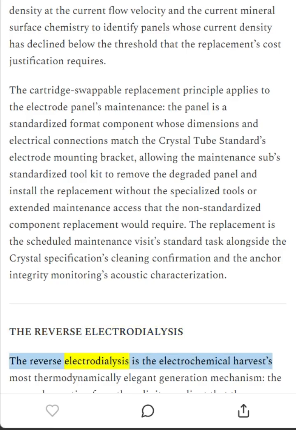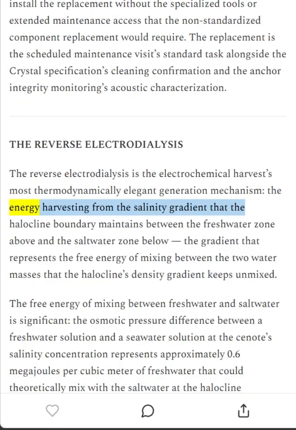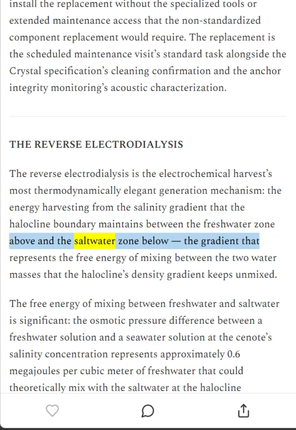The reverse electrodialysis. The reverse electrodialysis is the electrochemical harvest's most thermodynamically elegant generation mechanism, the energy harvesting from the salinity gradient that the halocline boundary maintains between the freshwater zone above and the saltwater zone below.